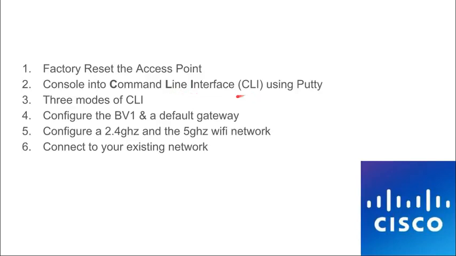The way to program this is to use PuTTY, and that will get us into the command line interface, just like Windows has for CMD. But there are three modes of the command line interface that we need to know before we can configure anything. Then we will configure the Ethernet port that's on the back of it and set up a default gateway so it works with your existing network. And then we will configure the Wi-Fi 2.4 gigahertz frequency and the 5. And then we will plug it into your existing network.